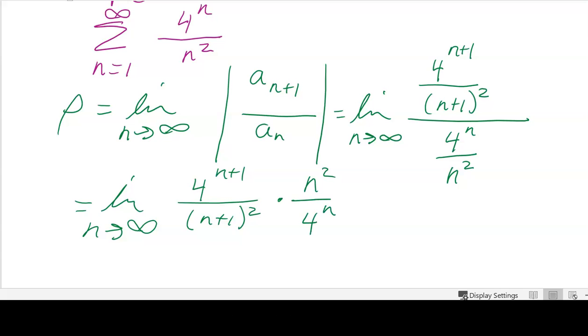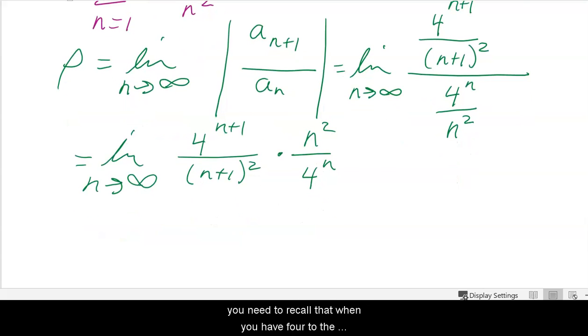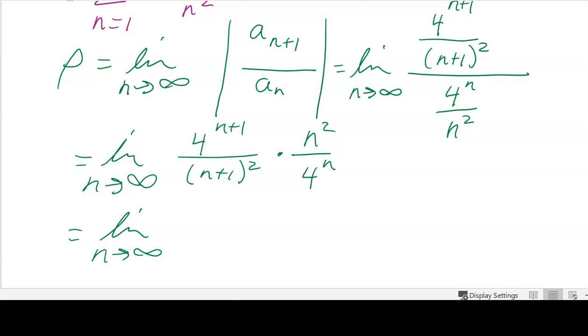Now we have to do a little bit of tricky algebra here, which you need to recall. When you have 4 to the n plus 1 power, you can rewrite that in terms of 4 times 4 to the n. So 4 to the n plus 1 can be rewritten in this form, because when the bases are the same, you add the powers. 1 plus n is n plus 1.